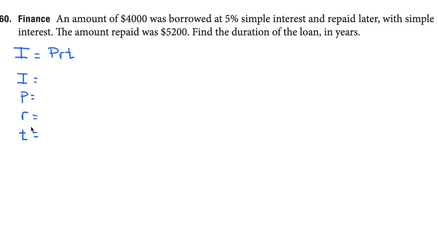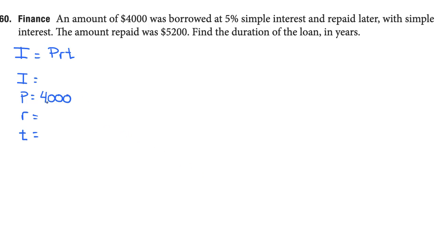Okay, so an amount of $4,000 was borrowed. So when you borrow money or when you start saving money, the initial amount is the principal. Okay, so that's maybe some vocabulary that you need to know, but hopefully that helps. $4,000.